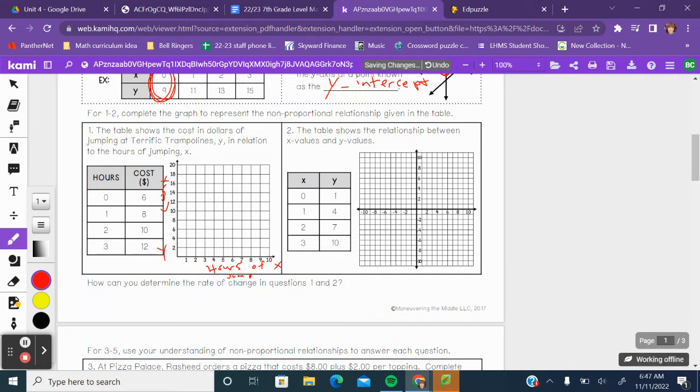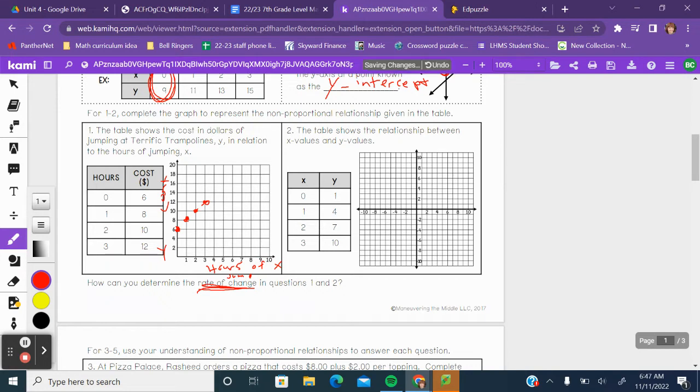Notice my cost goes up by 2's. So if I'm at 0, I start at 6. Just to walk in the place without even 1 hour of jumping, it's going to cost me $6. Then when I jump for 1 hour, it costs 8. When I jump for 2 hours, it costs 10. And when I jump for 3 hours, it costs 12. Now I can see here what the rate of change is. And we're going to talk more about the rate of change in just a second.